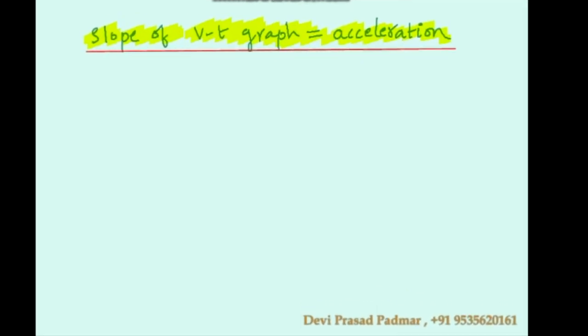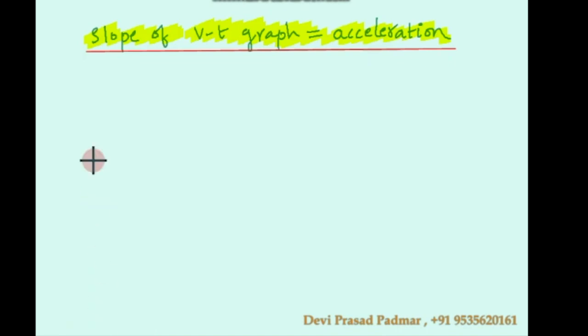I am Mr. Devi Prasad, and I am here with a new concept today, from motion in one dimension. I hope all of you studied about the VT graph, velocity-time graph, in motion in one dimension, correct? So you know the slope of a velocity-time graph gives acceleration. So let's discuss one problem from this chapter today. Before starting that discussion, let's know something about the VT graph.